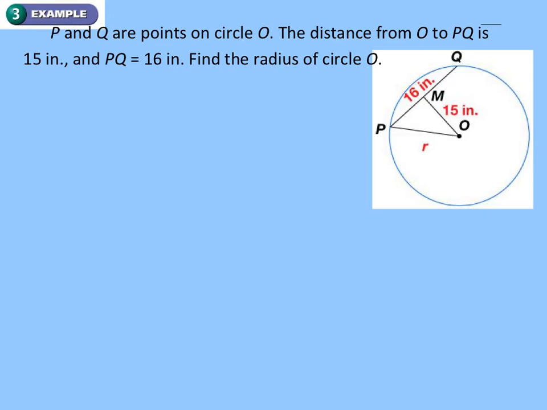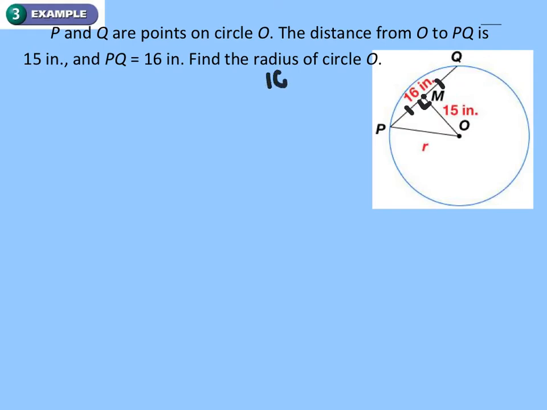Now in the next example, it says P and Q are points on a circle. The distance from the center O to PQ is 15 inches and PQ is 16 inches. Find the radius of the circle. Now, since this is the distance from the center to a chord, we know that this is a right angle and this chord is split in half.